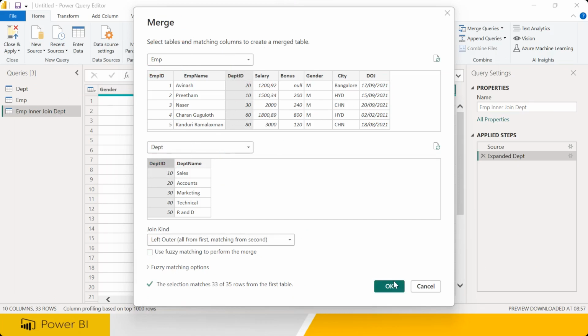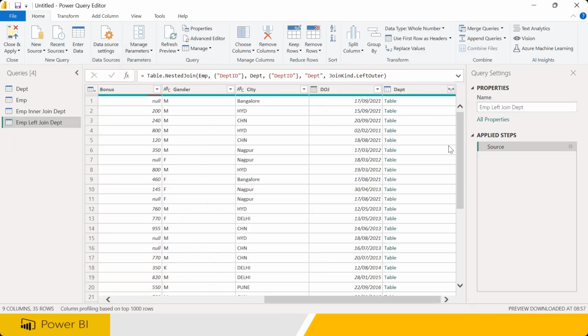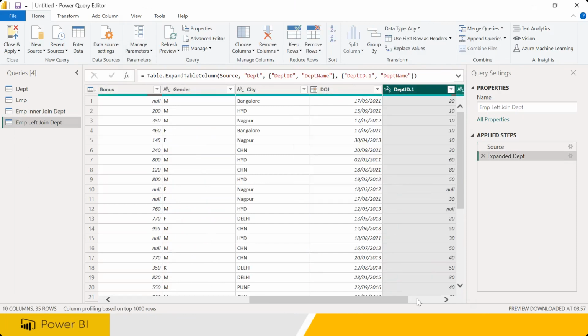Right? OK button, you need to have it. So you need to write the join name. I'm saying employee left join department. Now go to the end, open the table and get the data. All the data you should be able to get it. You can get 35 rows.